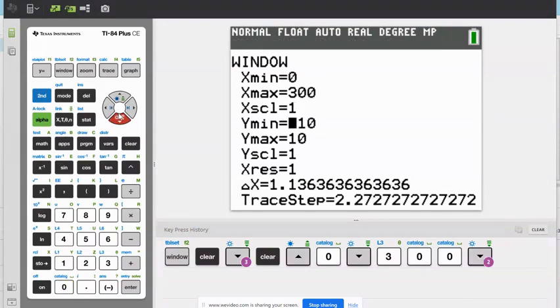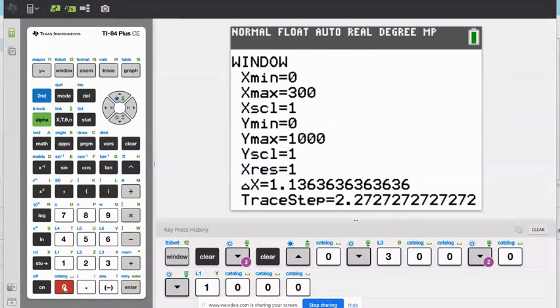Y min is... I think we need to go higher than 1,000 probably. Y min is, what did I say Y min was? 0? Yeah. And Y max, I said 1,000. 3,000. I said 3,000? I don't know. No, I'm just thinking about it.